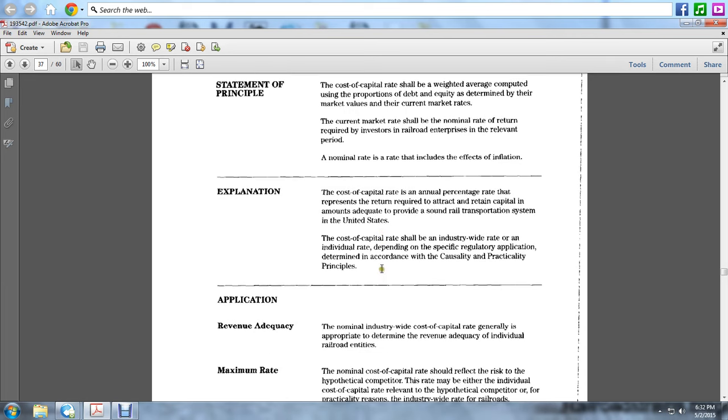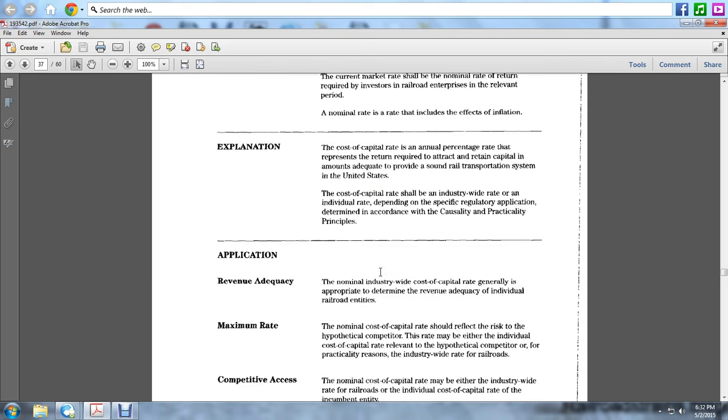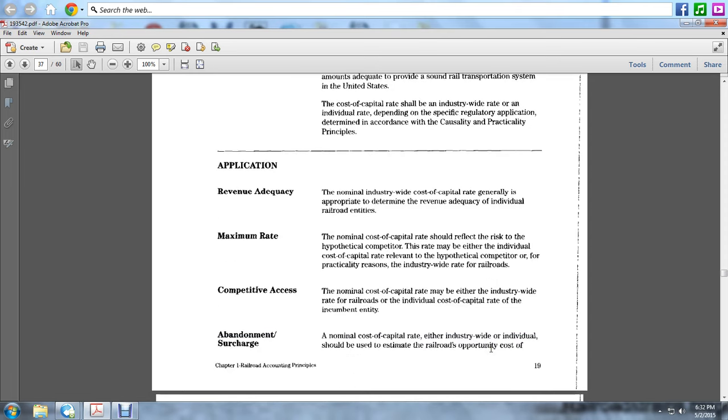Practicality principles. For the application of revenue adequacy, the nominal industry-wide cost of capital rate generally is appropriate to determine the revenue adequacy of an individual railroad entity's maximum rate. The nominal cost of capital rate should reflect the risk of the hypothetical competitor. The rates may be either an individual cost of capital relevant to the hypothetical competitor or, for practical reasons, the industry rate of the railroads. The competitive access nominal cost of capital rate may be either the industry-wide rate of the railroads or the individual cost of capital rate of the incumbent entity.